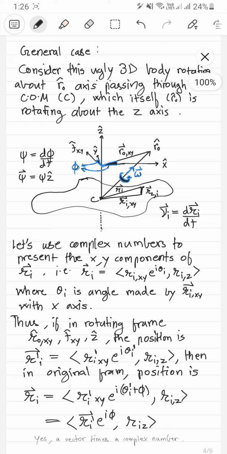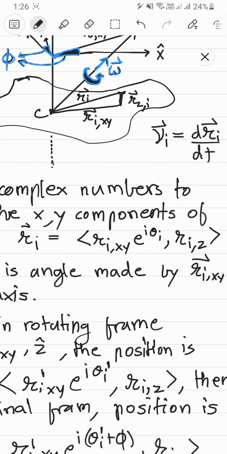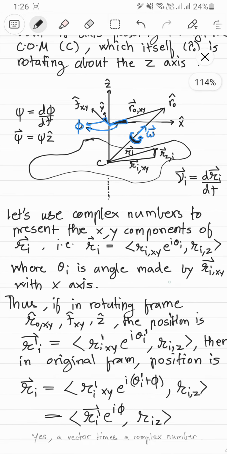So yes, theta i is the angle made by Ri xy, the projection of the Ri vector, with the x-axis, right? And that's how we can write it like that, using Euler's theorem. Fine. And of course the imaginary part of this will be the y coordinate, the real part will be the x coordinate. Yeah, you get the idea.